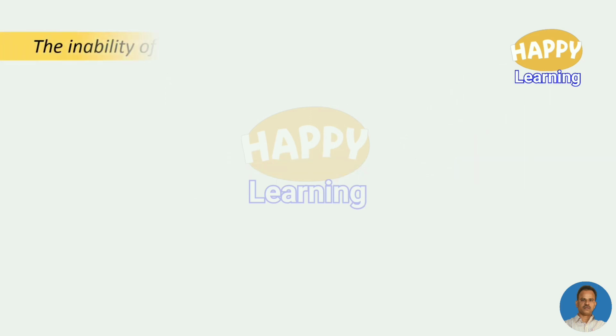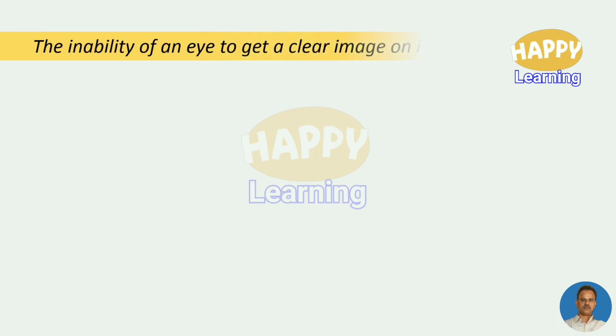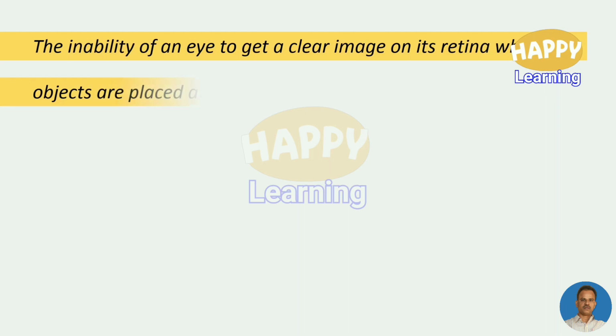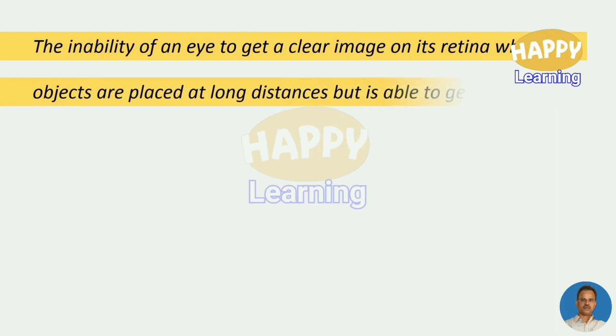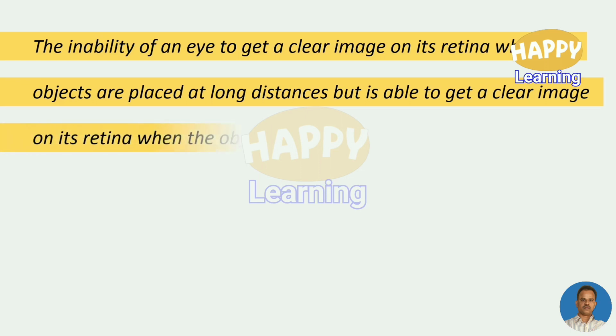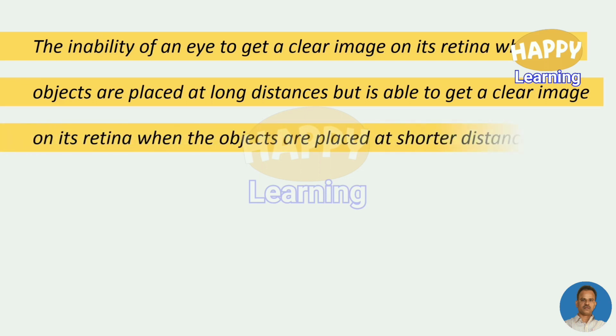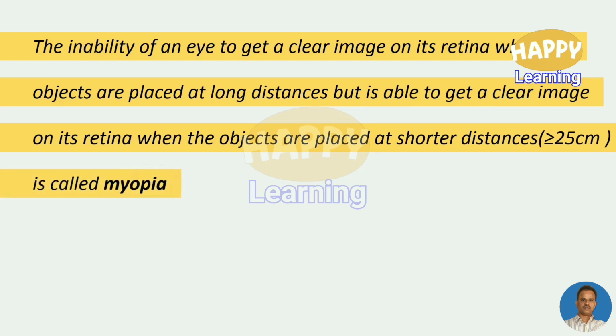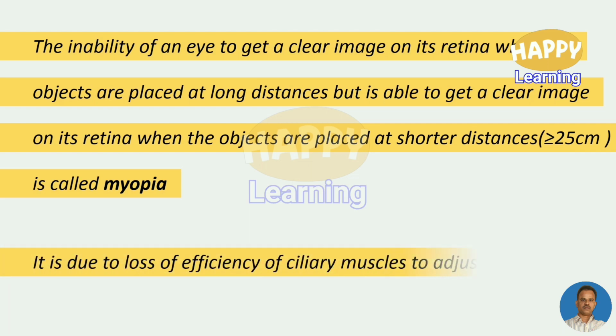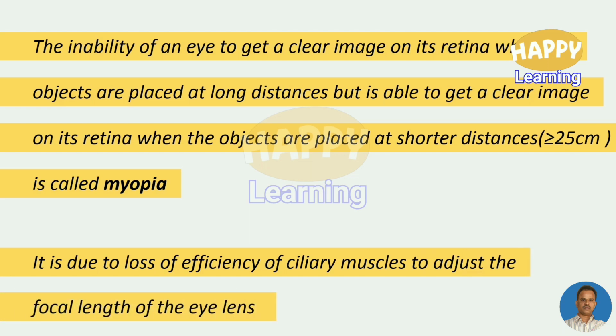The inability of an eye to get a clear image on its retina when the objects are placed at long distances, but being able to get a clear image on its retina when the objects are placed at shorter distances, is called myopia. It is due to loss of efficiency of the ciliary muscles to adjust the focal length of the eye lens.